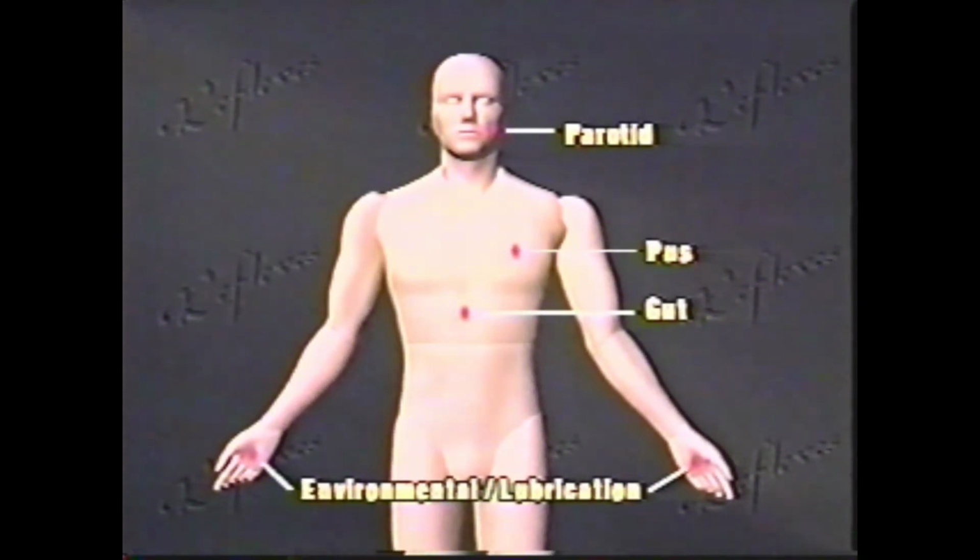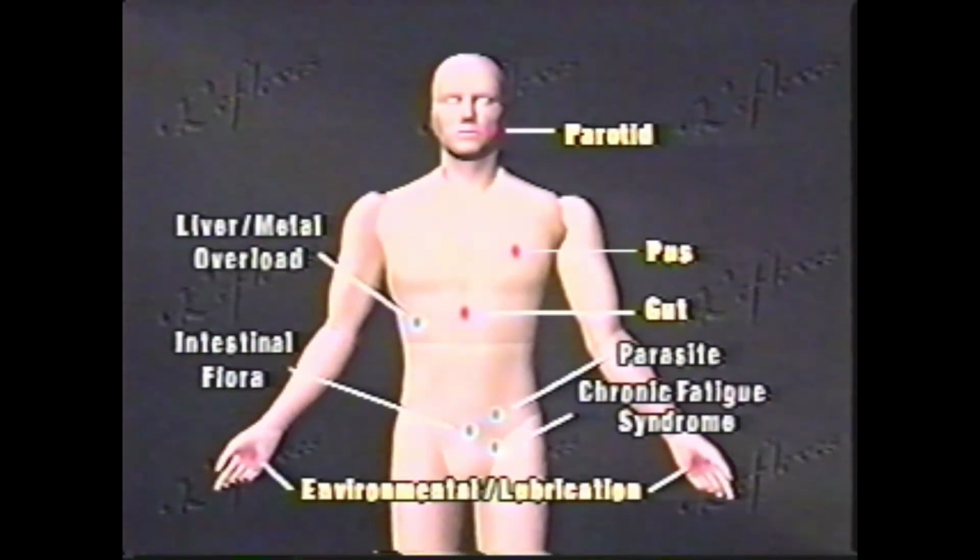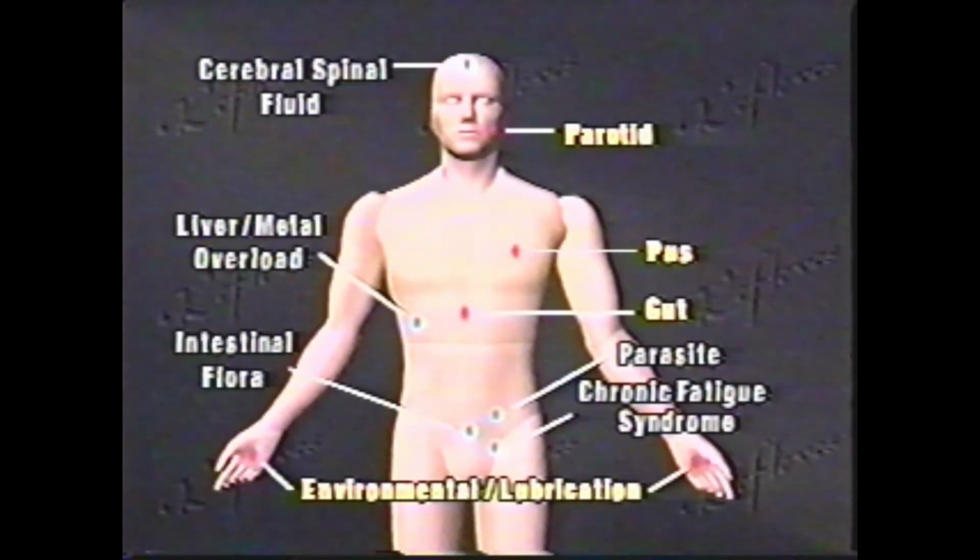If this reflex blows, there are 6 subreflexes that need to be checked. They are the parasite reflex, the chronic fatigue syndrome reflex, the intestinal flora reflex, the liver or metals overload reflex, the cerebral spinal fluid or salt reflex, and the pus reflex for a second time.